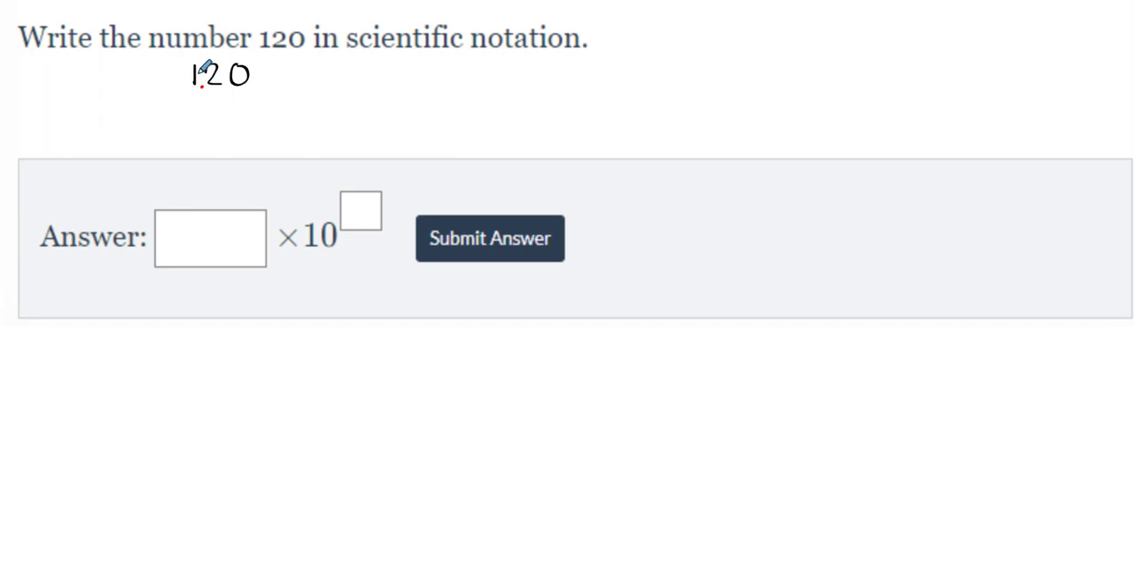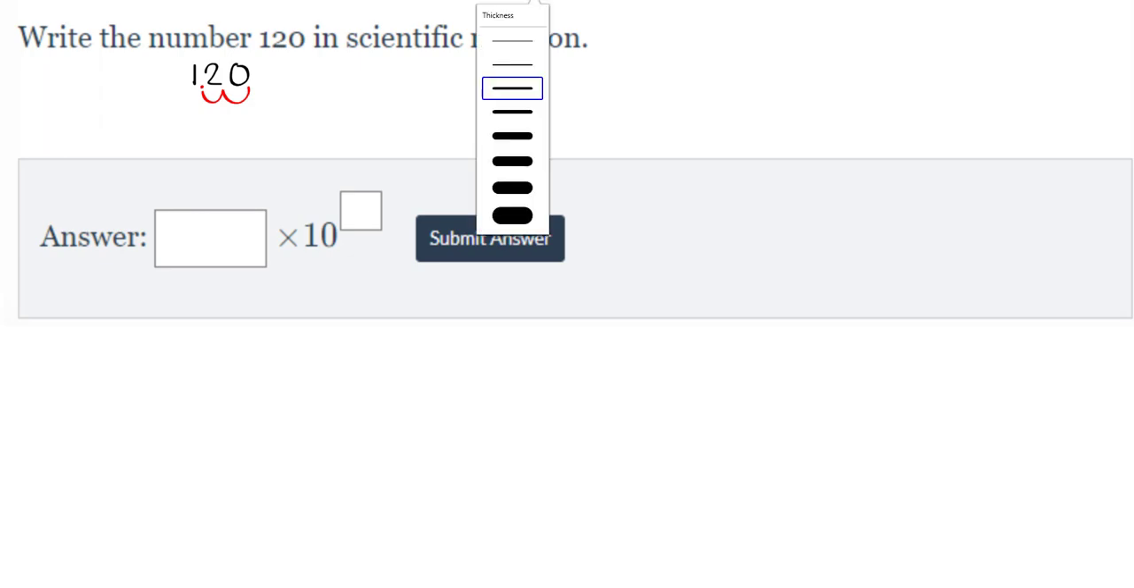So that's what I'm going to do first. I'm going to rewrite 120 as 1.20. And then I'm going to use my red marker to move the decimal back to its original spot, 1, 2 spots. By moving it back to its original spot, that lets me know what the exponent is. Or another way of thinking about it is that 120 is a bigger number, so you know the exponent is going to be positive.